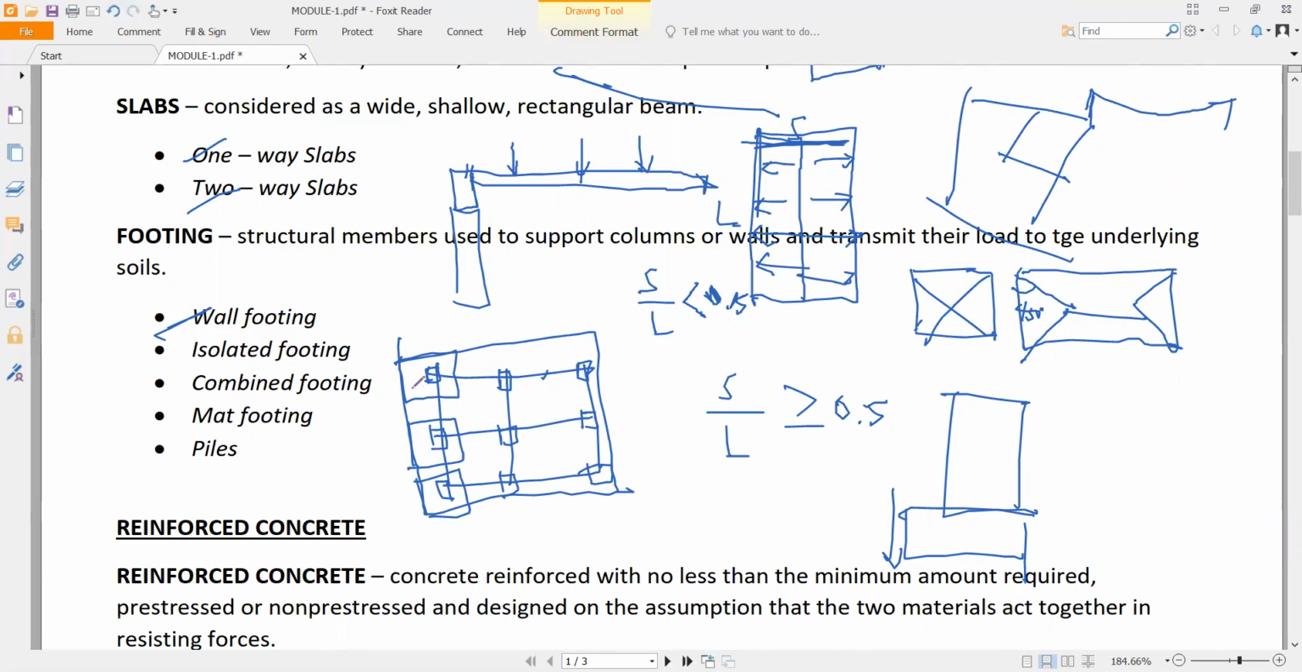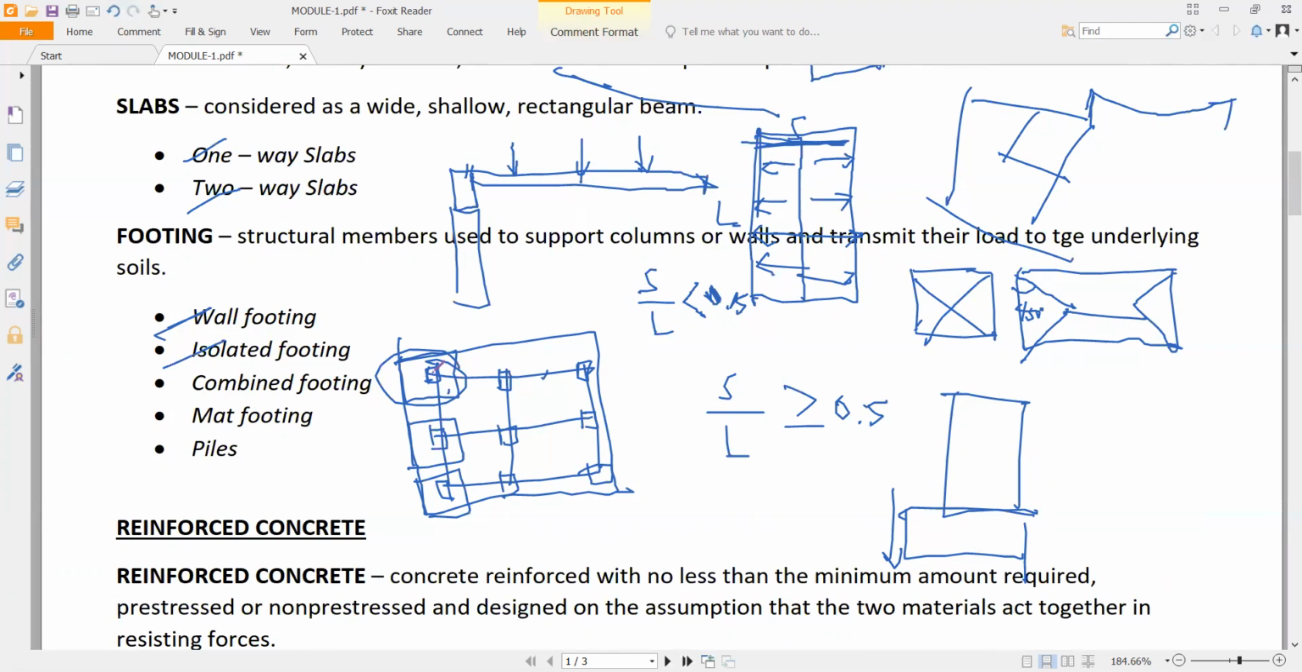Unlike kasi sa combined footing, kapag lumubog yung side na to, maiiwan yung other side. So nagkakaroon na tayo ng cracking sa ating mga structural members. So kaya sa mga highly loaded structures, ang ginagamit natin is mat footing and high-rise building as well. So pagka combined or isolated footing naman, na-miss ko pala yung combined footing.